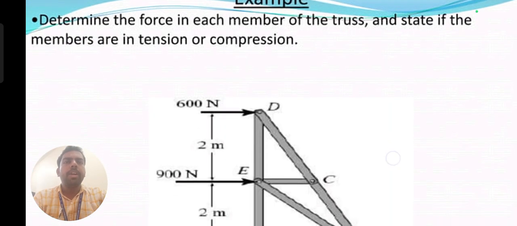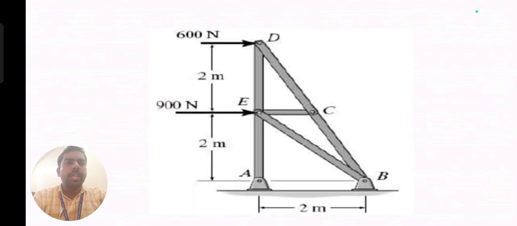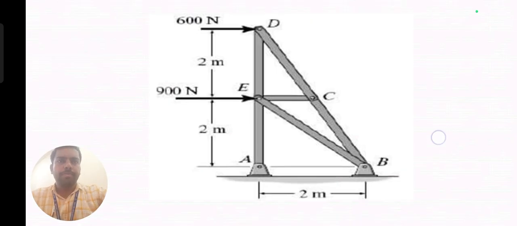For example, determine the forces on each member of the truss and state whether the members are in tension or compression. In this figure, some forces act on the joints and some on the sections, the nodes. In this situation, we have to find out whether each is tension or compression, positive or negative.